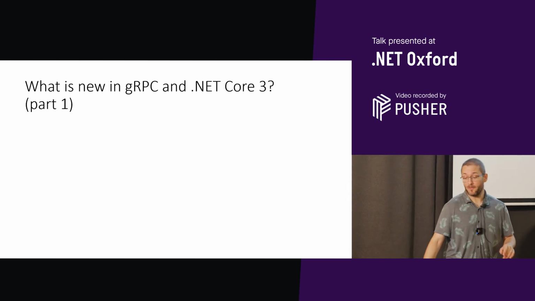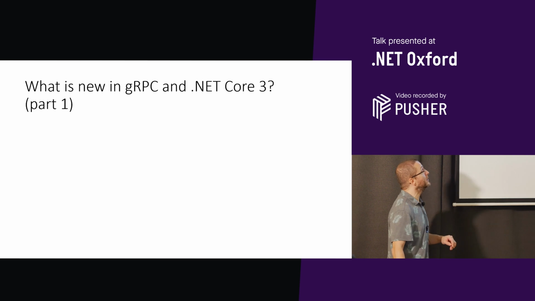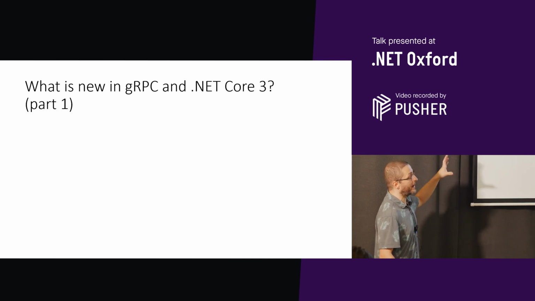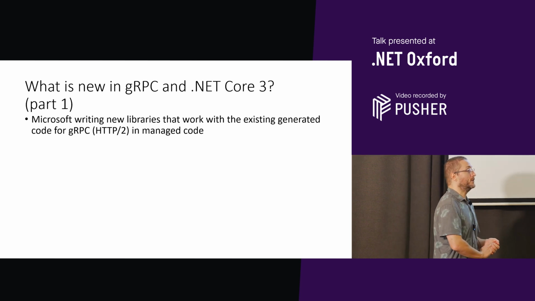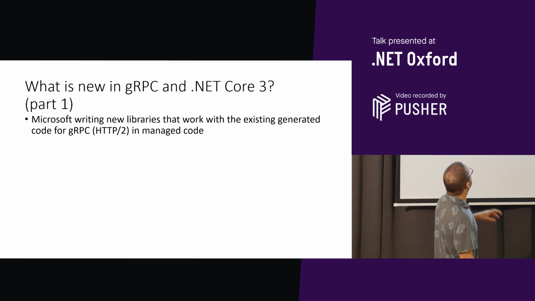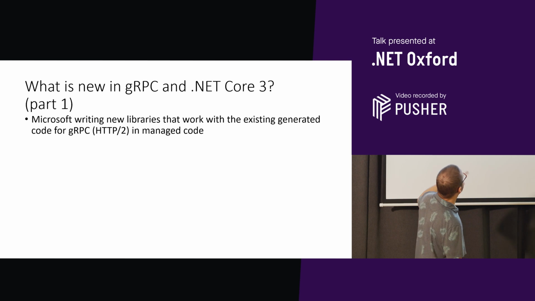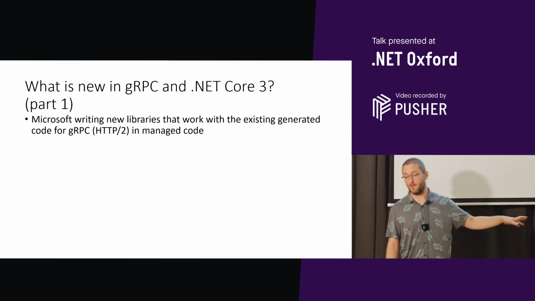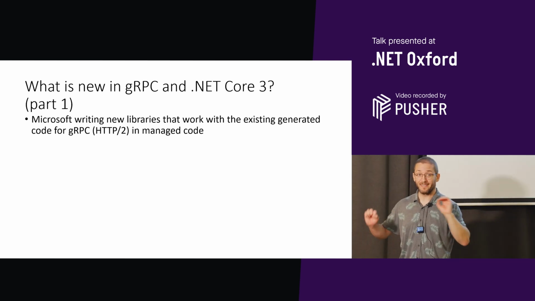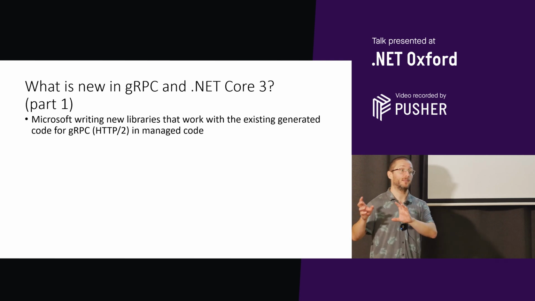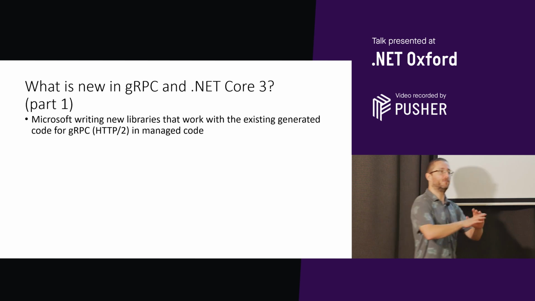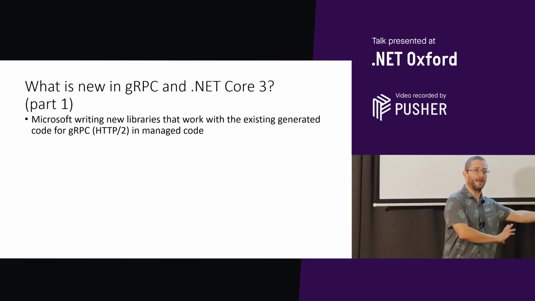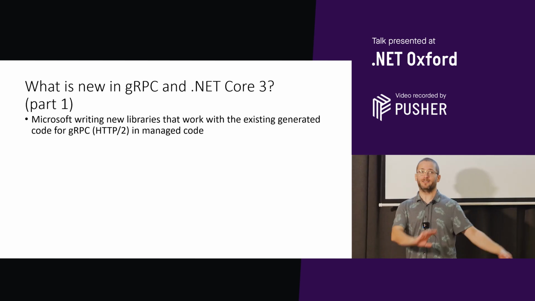Now, a lot of things are changing. So what can we do with .NET Core 3? What's kind of new? So the big news, well, not so much news, but it's not a surprise to anyone, is that Microsoft have been writing a new set of libraries that work with the existing generated code. So everything that I've shown so far today, it's not that they've gone away and reinvented a whole new playpen over here that you need to do things the Microsoft way.